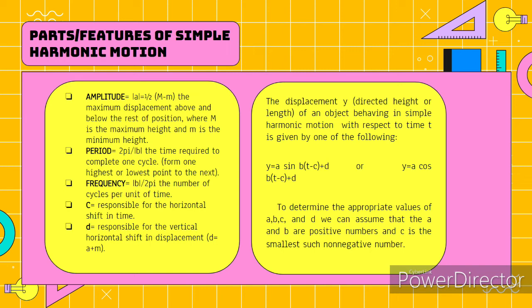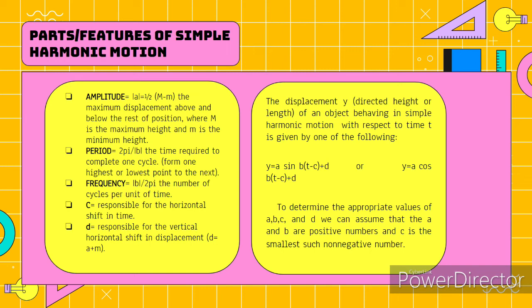The second one is period, 2π over |b|, the time required to complete one cycle, from one highest or lowest point to the next. The third one is frequency, |b| over 2π, the number of cycles per unit of time.